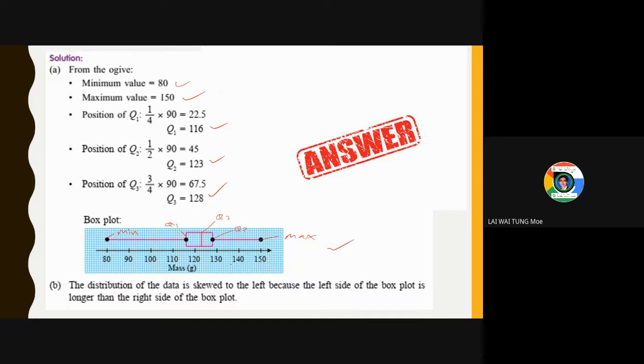And after that, from the box plot, you need to state the distribution. So look at the box plot. You notice the left whisker is longer than the right. So you can say this is left skewed. The distribution is left skewed, or skewed to the left. Either one is fine. Because the left hand side of the box plot is longer, or you can say the whisker on the left hand side is longer than the right. Also can. So this is how you explain the distribution for the box plot.